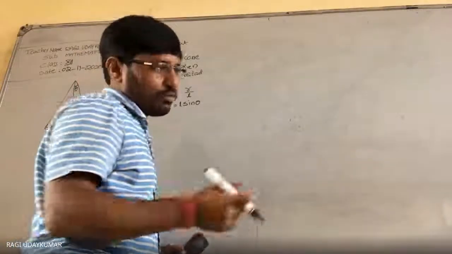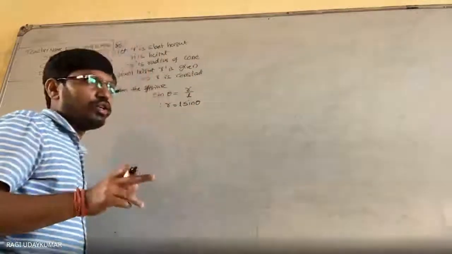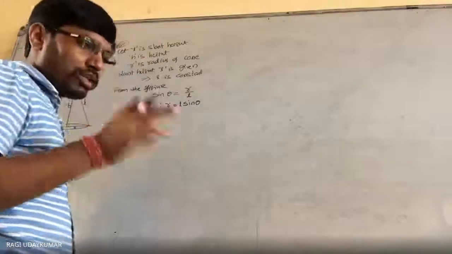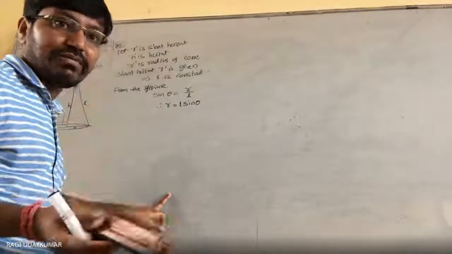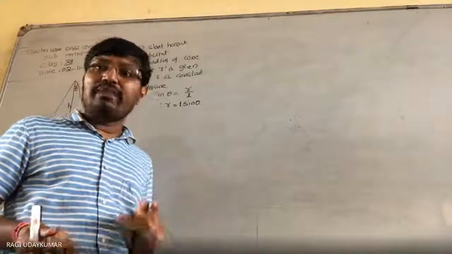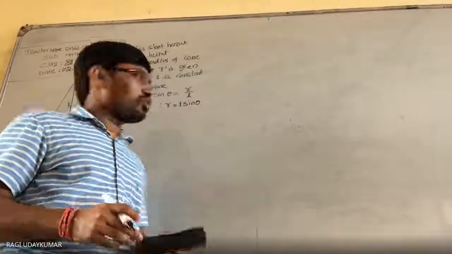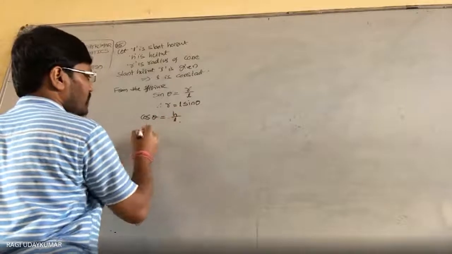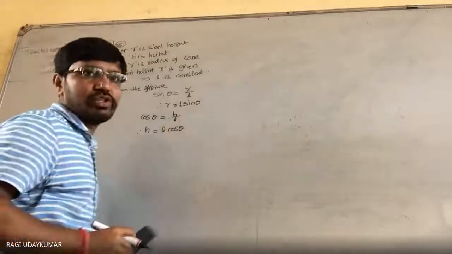And in the same way H also. Because we need the volume, the volume of the cone to be maximized. So volume is equal to 1 by 3 pi r square h. In that R will be there, H will be there. Both should be expressed in terms of theta, the angle, because we have to find some angle. So cos theta is equal to h by l. So h is equal to l cos theta.